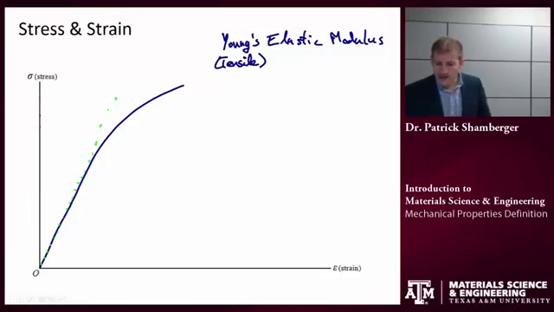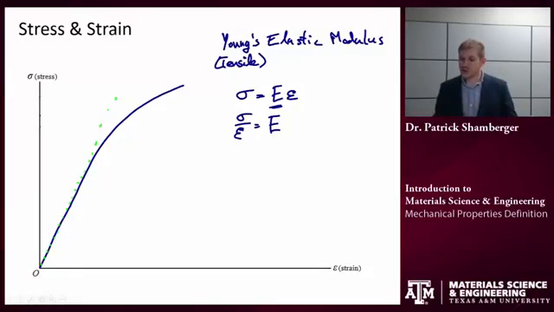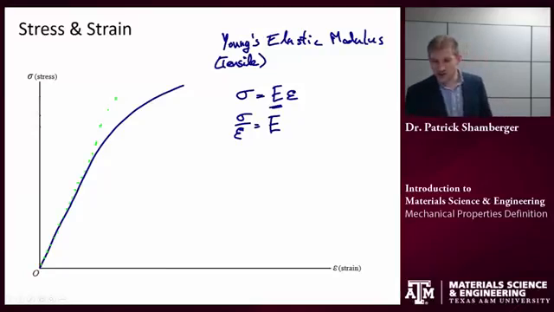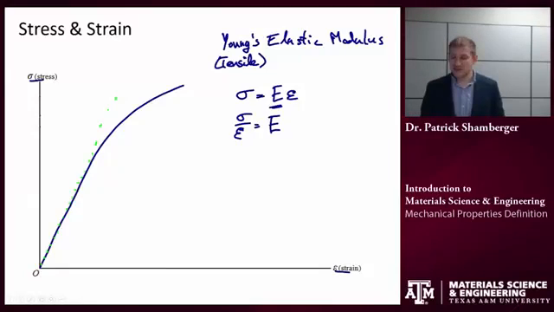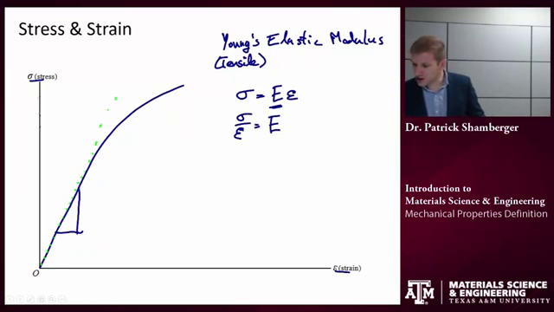And so because it's linear, we can say that stress is proportional to strain, and they're proportional by some constant that we call the Young's elastic modulus. And so if I were to rearrange this, I can see that the elastic modulus is just given by the stress over the strain, which is just a slope, right? Stress is on our vertical axis, strain is on our horizontal axis. So rise over run, I can find the elastic modulus of a material just by looking at the slope of that initial linear section.